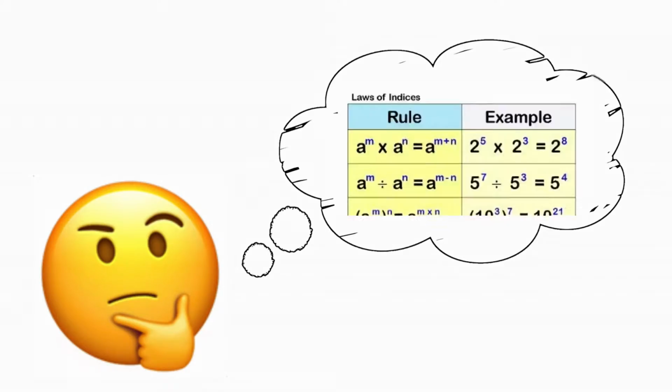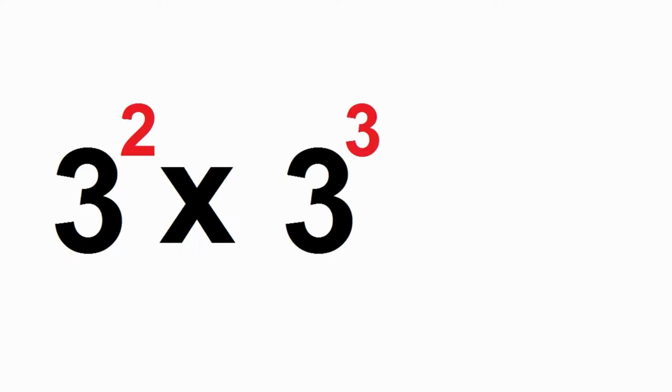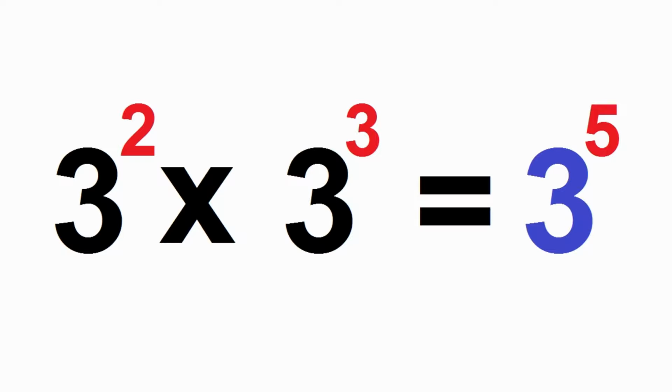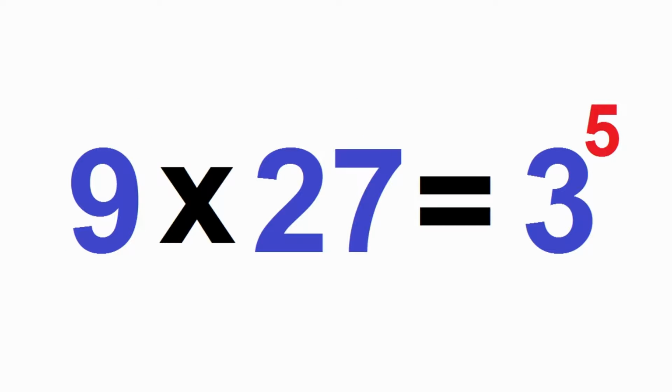Why do we need to know the index laws? Why can't we just calculate things normally? For example, if we're given 3 squared times 3 cubed, why do we need to know that that's 3 to the power of 5? Why can't we just say 3 squared is 9 and 3 cubed is 27 and just work out 9 times 27?